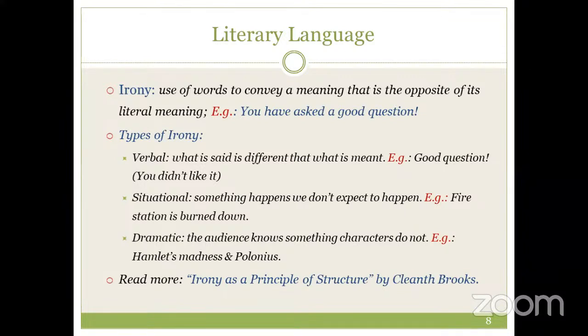Then you have dramatic irony. The audience knows something, characters do not. If you have read Shakespeare's play Hamlet, a very famous tragedy, we know, as readers and as audience, that there is some issue with Hamlet. He is displaying signs of being mad, but other characters in the play do not know. So that is why it is called dramatic irony, used primarily in dramas.